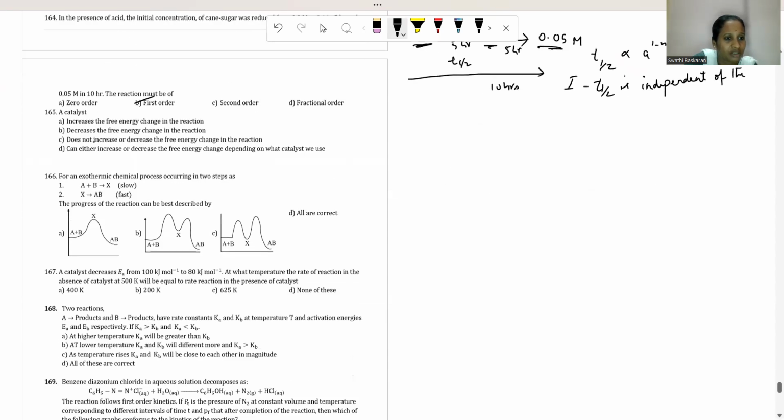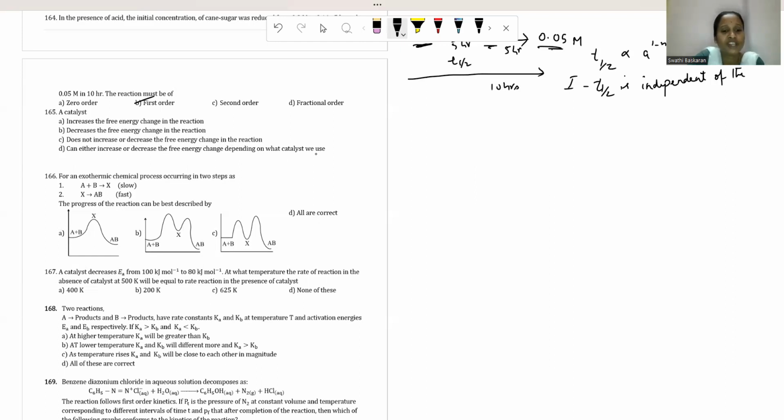Now coming to the 165th question. What is it? A catalyst. About the catalyst, what they are giving: increases the free energy change in the reaction, decreases the free energy change in the reaction, does not increase or decrease the free energy change in the reaction, can either increase or decrease the free energy change depending on what catalyst we use.